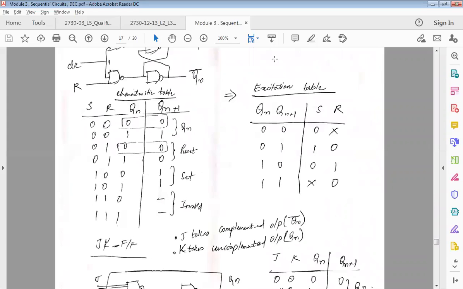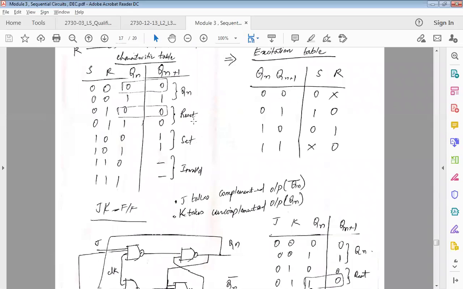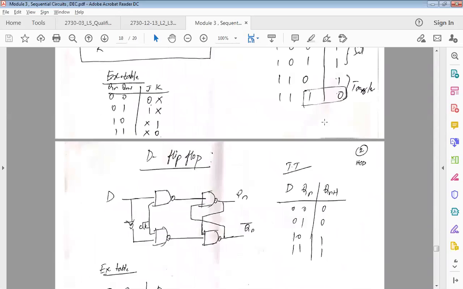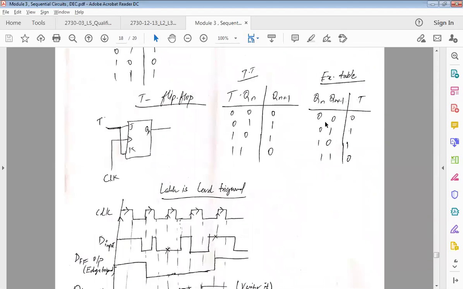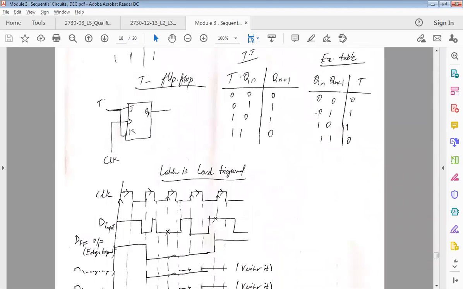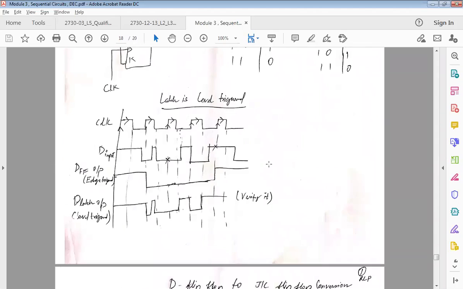So here we will be developing something called the excitation table. And here we will be developing something called the characteristic table. Using these two kinds of tables, we will try to design and solve problems. So I need the truth table, I need the excitation table, I need to know how the flip-flop is, then I need to know what my output is going to be.